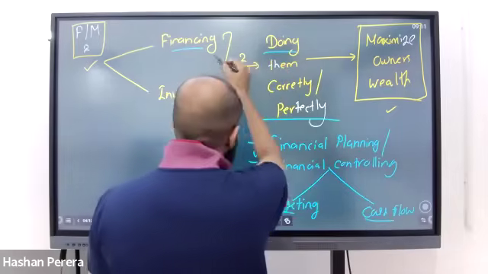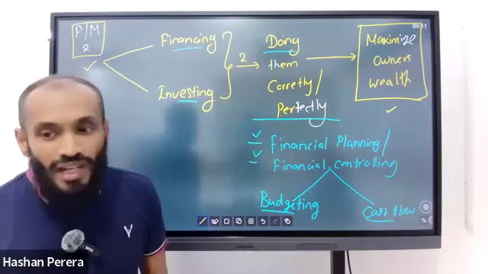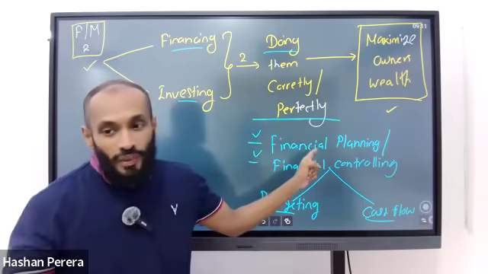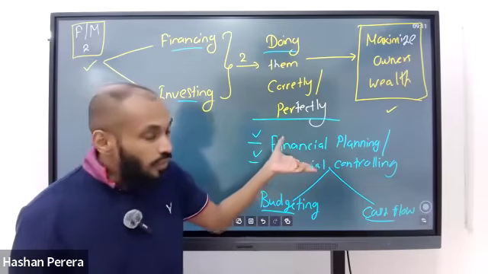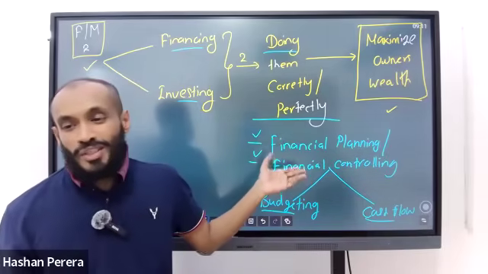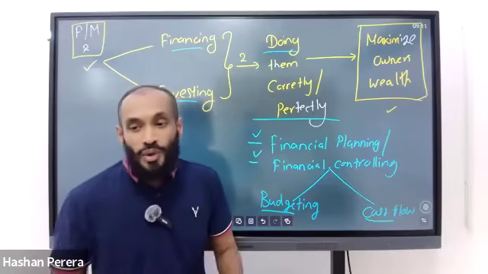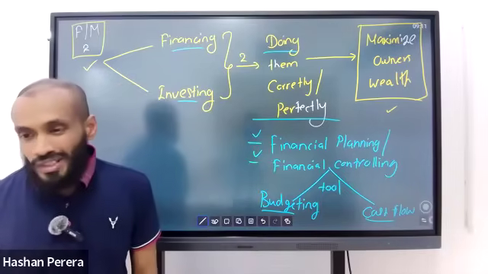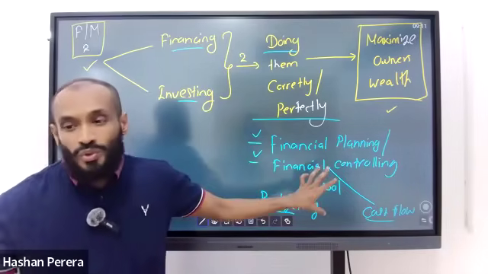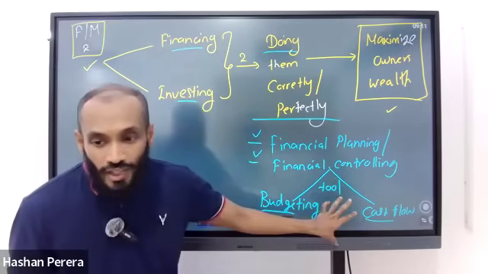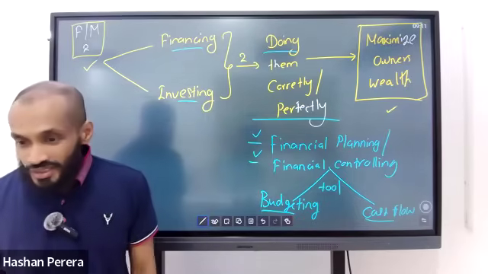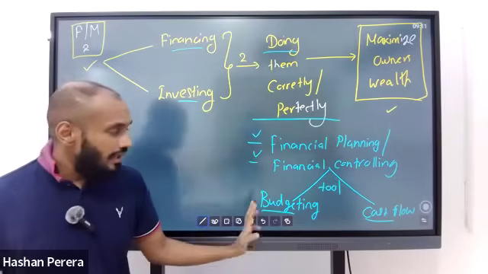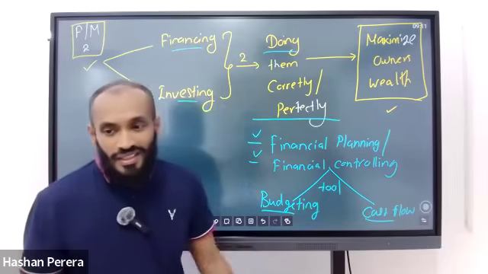To do these two decisions perfectly, you have to do two things again. What are those two things? Financial planning and financial controlling. To do financial planning and financial controlling, you need to get the support of two tools. What are those two tools? Budgeting and cash flows. Understood? Thereafter we are discussing the cash flows and the budgeting part.